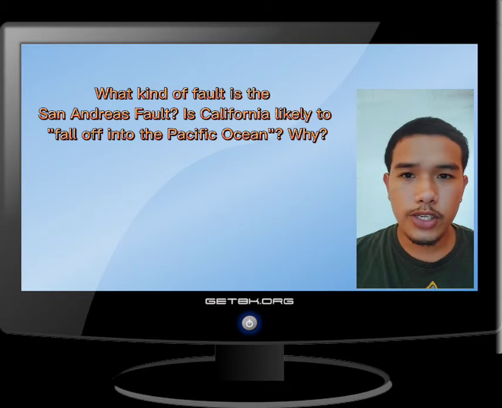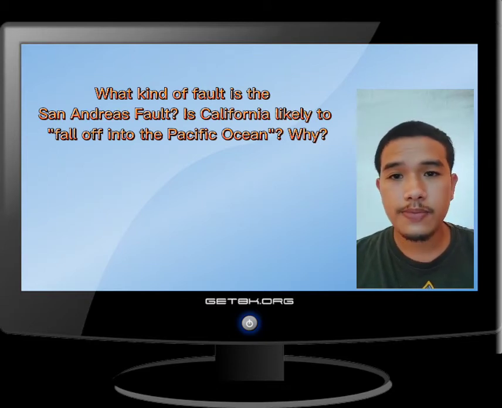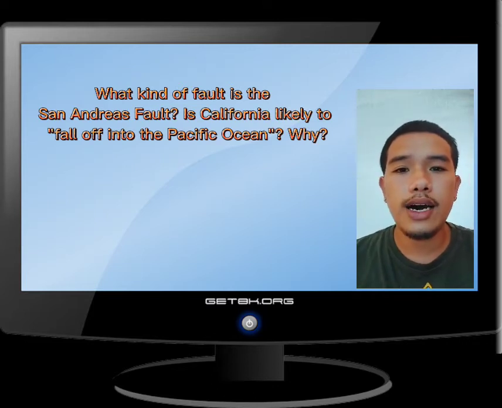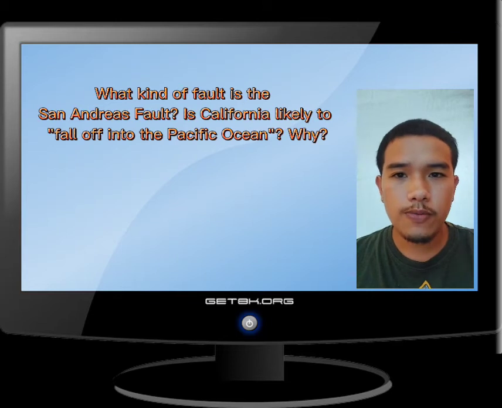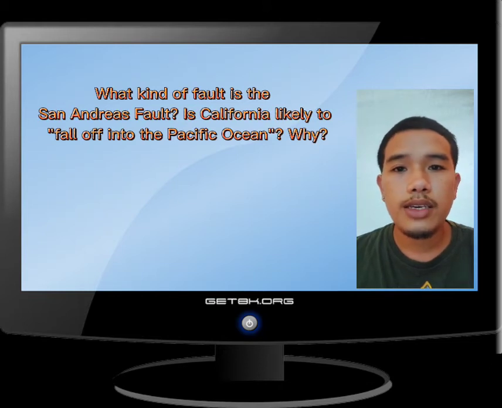The third question is, what kind of fault is the San Andreas Fault? The San Andreas Fault is a strike-slip fault, because it is a fault on which the two blocks slide past one another. The San Andreas Fault is an example of a right lateral fault.